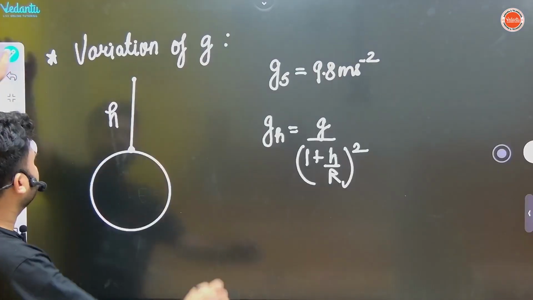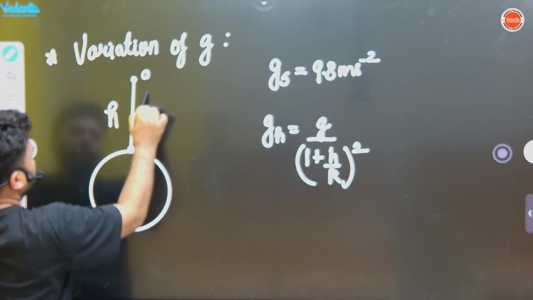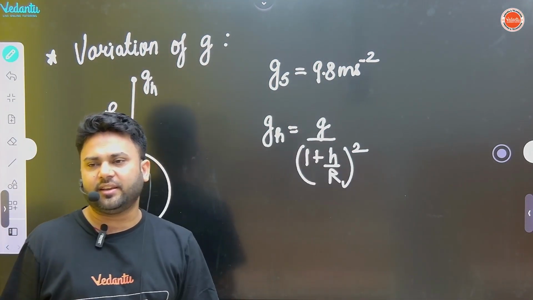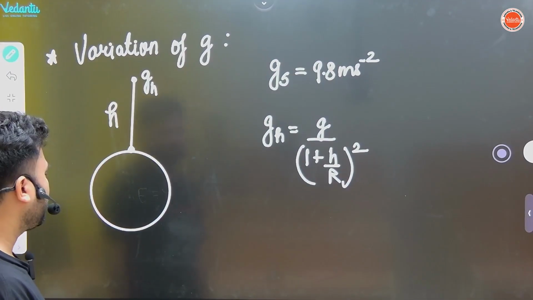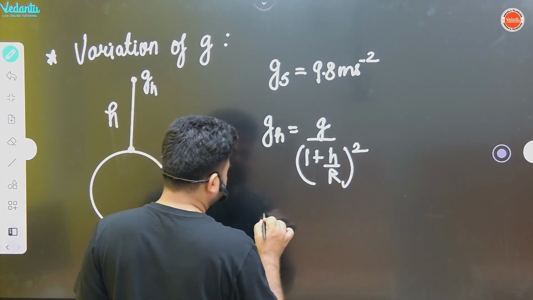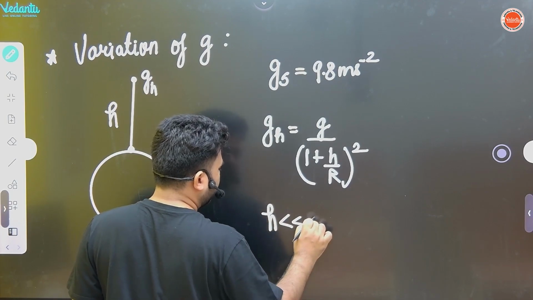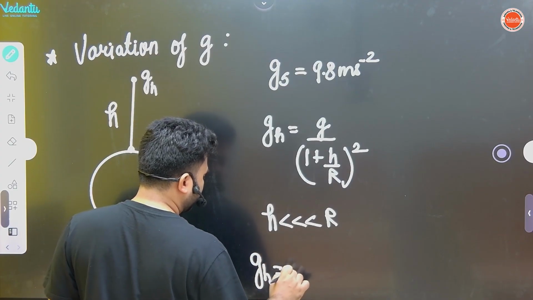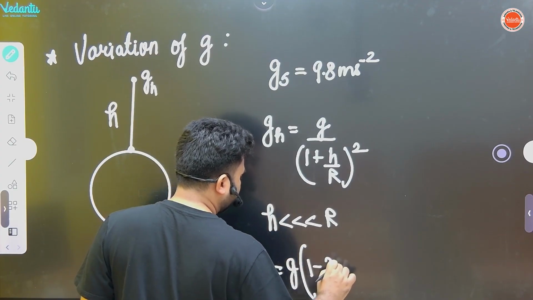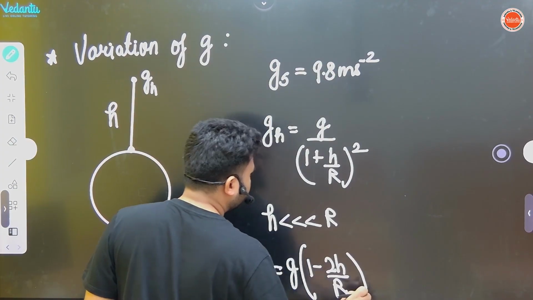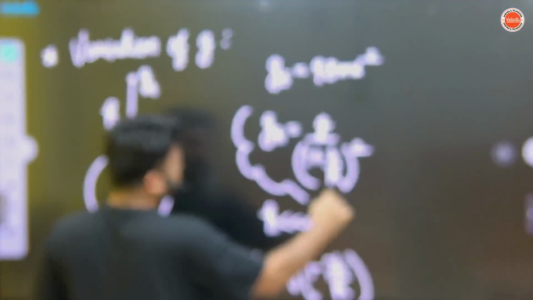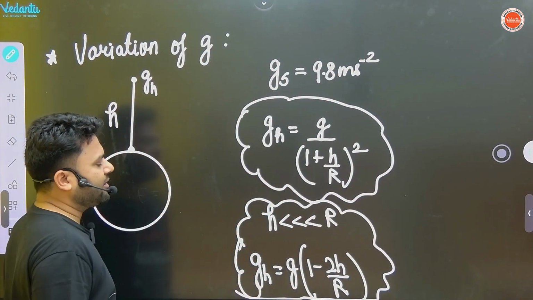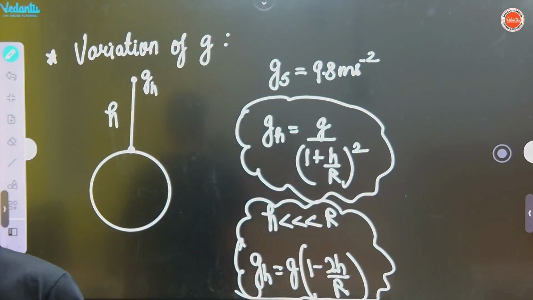If they ask now what is the g value here, g at a height h, so this formula you have to apply: g divided by 1 plus h by R whole square. If this height is very negligible as compared to the radius of the earth, then what can we write? g at any height h equals g into 1 minus 2h by R. This formula is very important. If h is very much less than R, g equals g into 1 minus 2h by R.